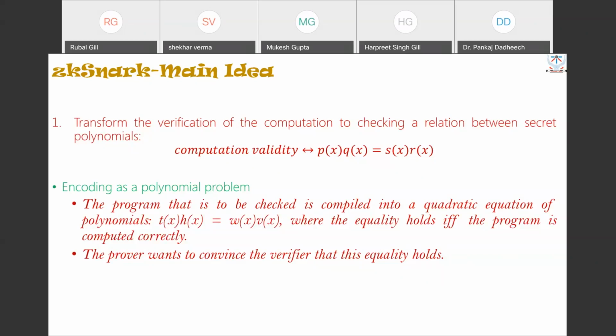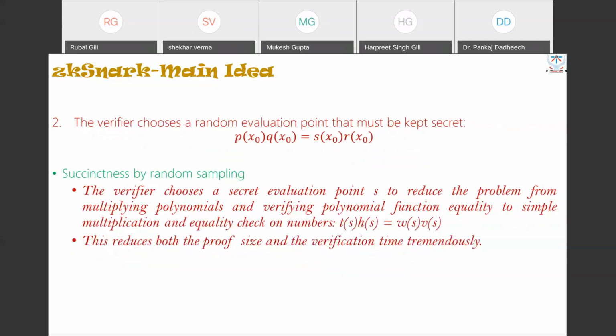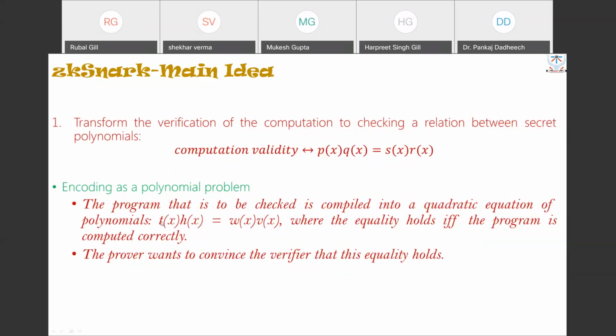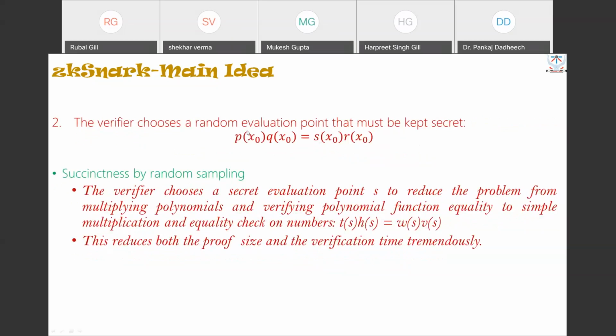So what I do is I encode a polynomial, and then the program to be checked is compiled into a quadratic equation, and the polynomials are T(x), H(x), W(x) and V(x), whose equality is checked. So I just encrypt the values of T(x), H(x), W(x), and V(x) and keep them. And then my value is actually x naught. So I give the encrypted value of P(x naught), encrypted value of Q(x naught). People just multiply these two. They know the product already because they knew P(x) into Q(x naught), so they can easily verify.